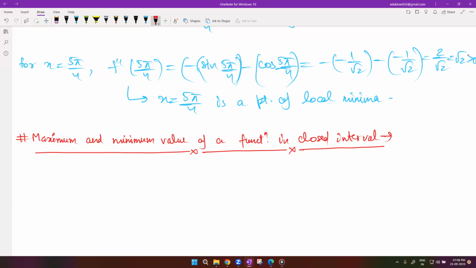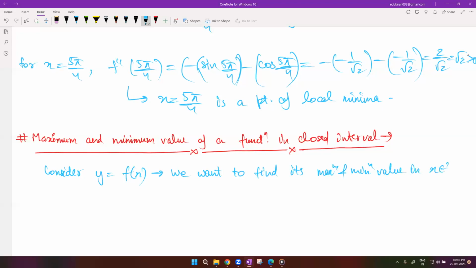But let's say we want to find out, so let's consider this situation. Consider a function y is equal to f(x), right? y is equal to f(x), and we want to find out its maximum and minimum value in x belongs to a to b.